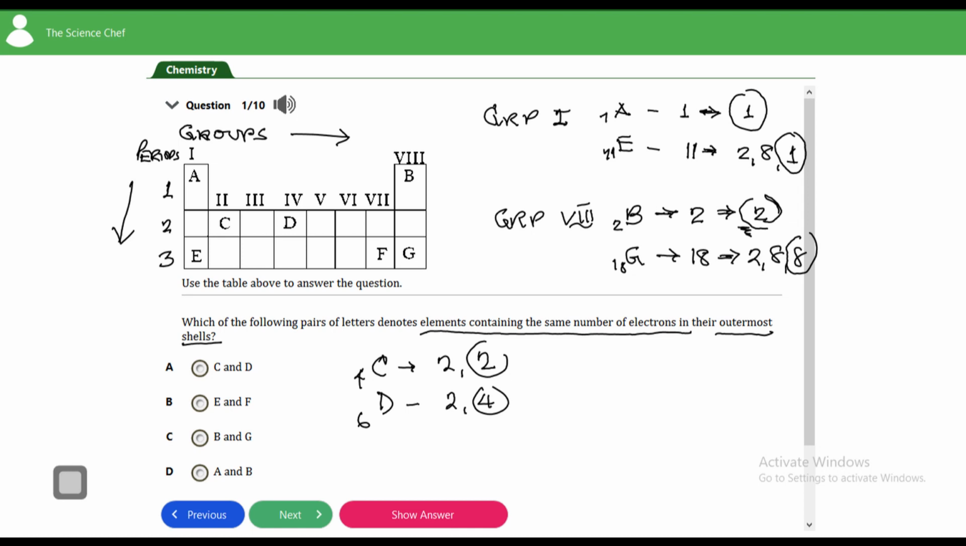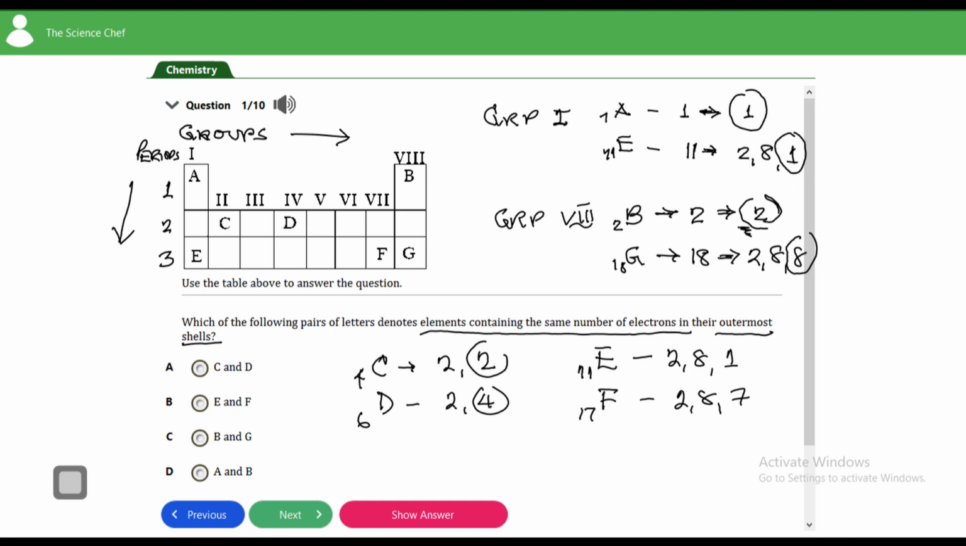E and F, same thing. E and F belong to period 3, right? E is 11, that's 2, 8, 1, while F is 17, that's 2, 8, 7. They have the same number of shells, but while E has only 1 electron in its outermost shell, F has 7 electrons, so it cannot be E and F.